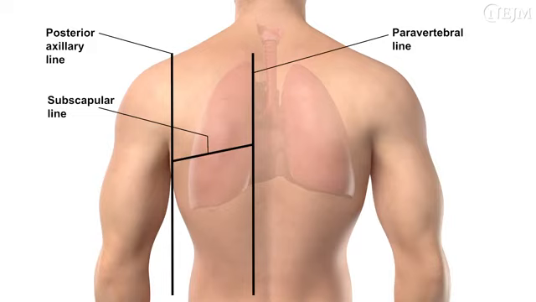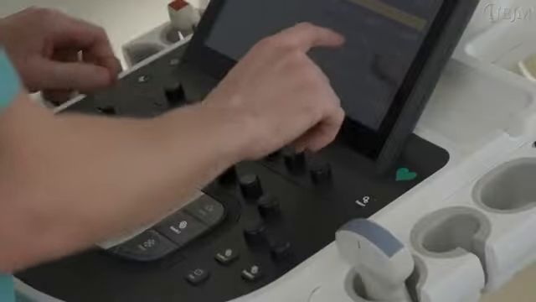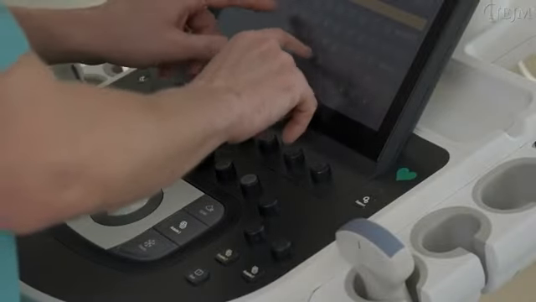To cover the largest possible area of the chest wall, examine each intercostal space. Perform this step as you perform the ultrasonographic examination of each segment. Store the obtained images and the report for future reference.